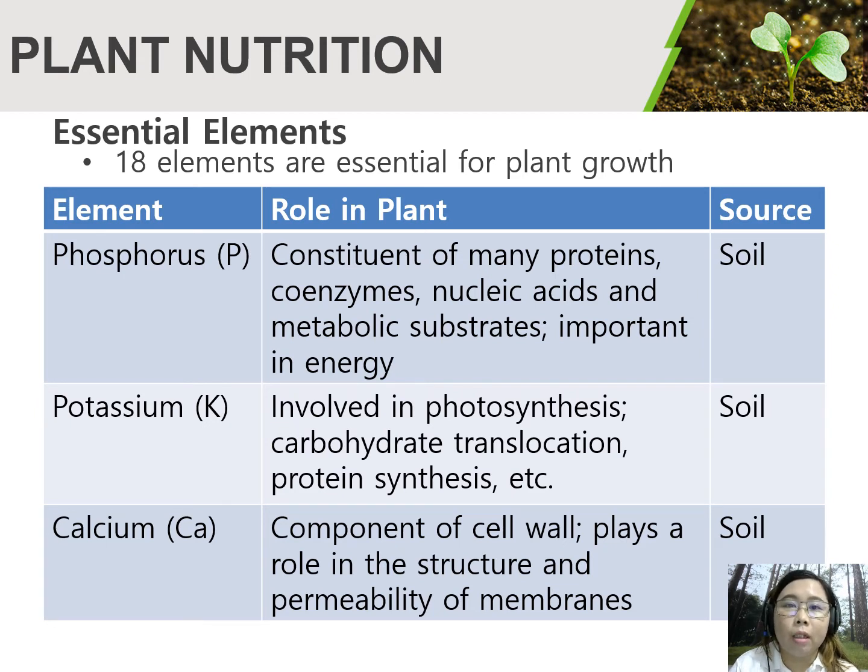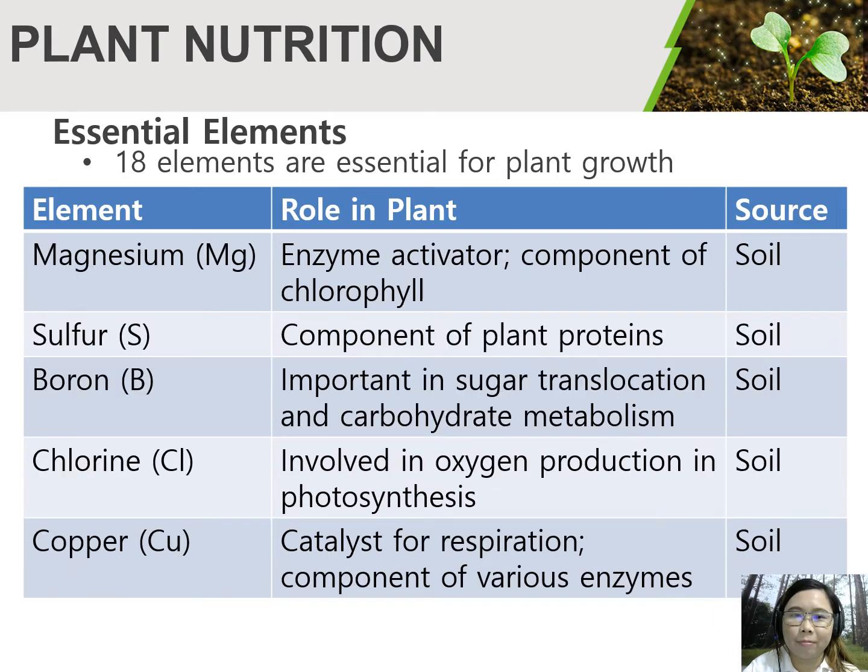Potassium is involved in photosynthesis, carbohydrate translocation, and protein synthesis. On the other hand, calcium is a component of the cell wall. It plays a role in the structure and permeability of plant membranes. Magnesium is an enzyme activator, and it is also a component of chlorophyll. Sulfur is a component of plant proteins.